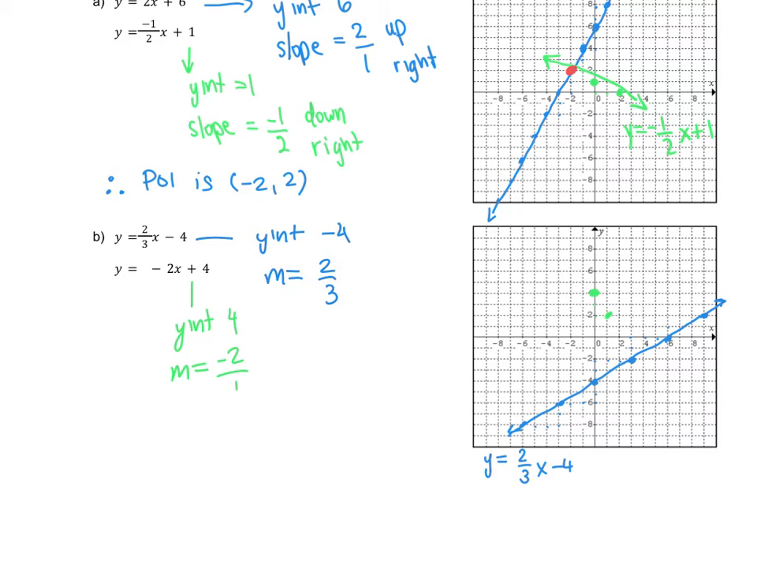Now going in this direction looks good. It looks like I'm going to hit my line. So again, down 2, right 1, down 2, right 1. And I hit the other line, so I'll stop applying that rise and run.